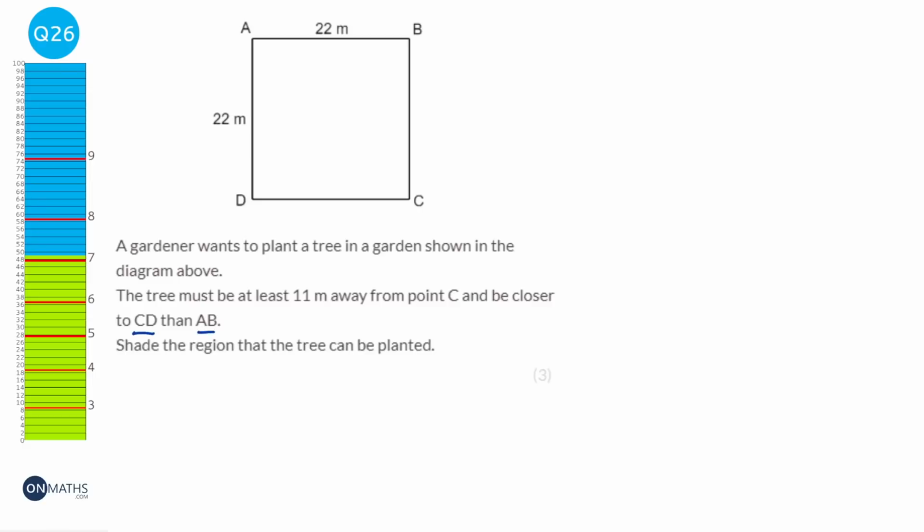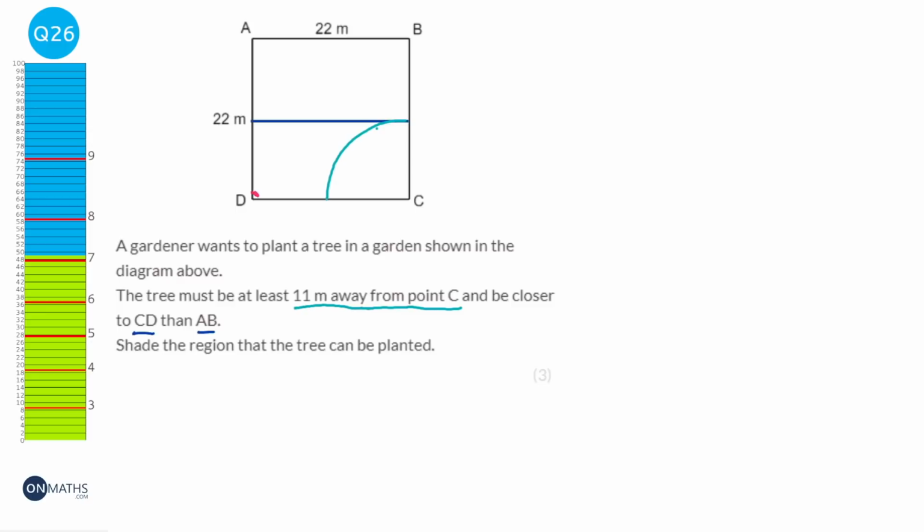The first thing to notice is that the tree must be closer to CD than AB. So if we draw a line across the middle, it can't be in the top bit because that would be closer to line AB. The second piece of information that is given to us is it must be at least 11 meters away from point C. So we get our compass out and measure 11 centimeters, or whatever the scale we're using in this diagram is, and we draw a quarter circle from C. And it says shade the region that it can be planted.